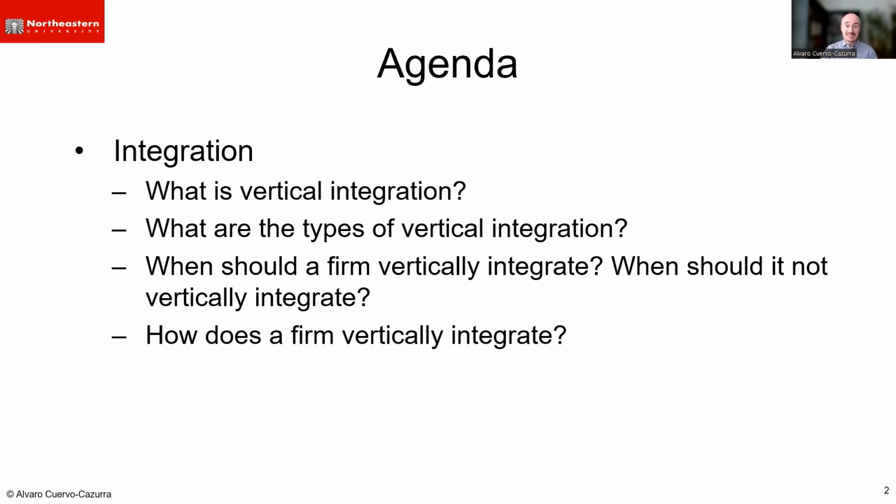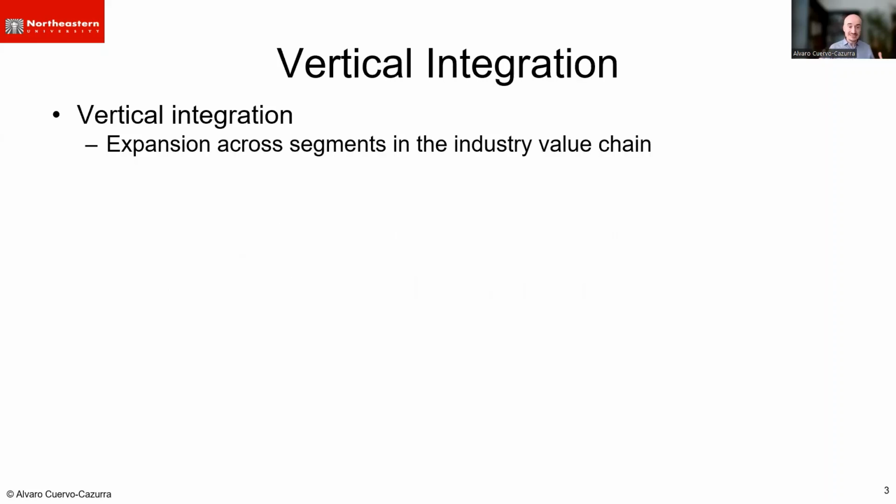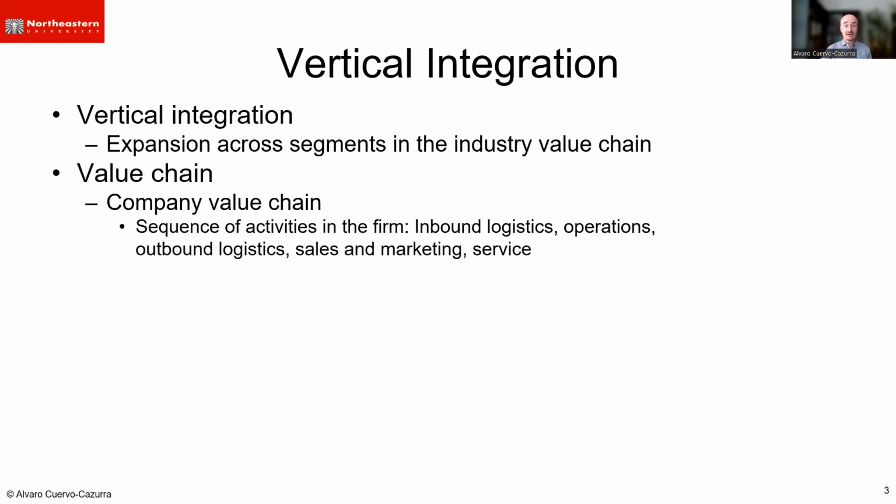So let's start with vertical integration. What is this? Relatively simple. We're expanding within the industry value chain. Different segments, companies can basically locate in all these segments. Some of them choose to control multiple segments, others choose to specialize. This links back to the discussion on the value chain.